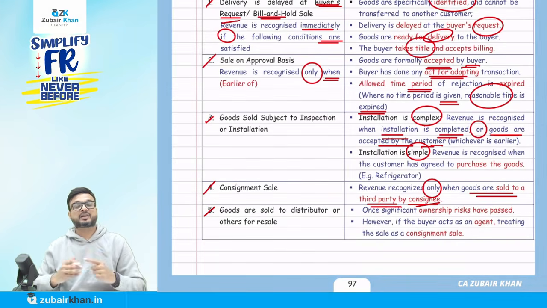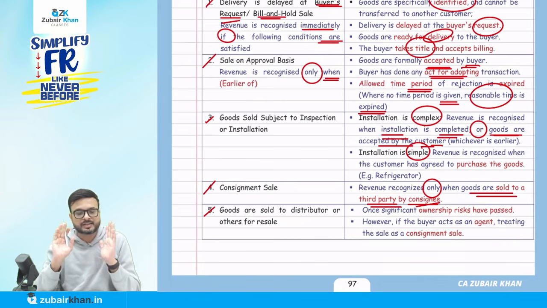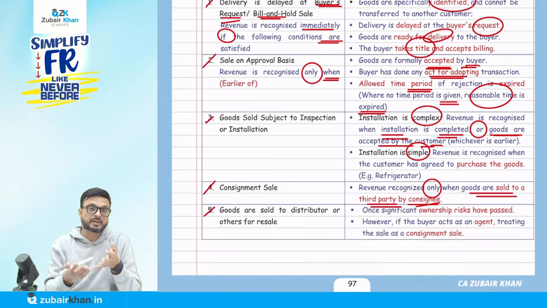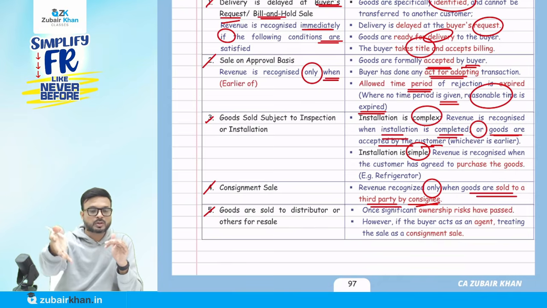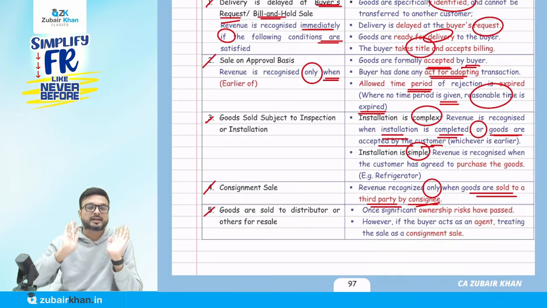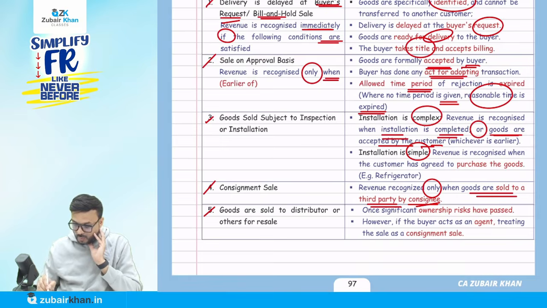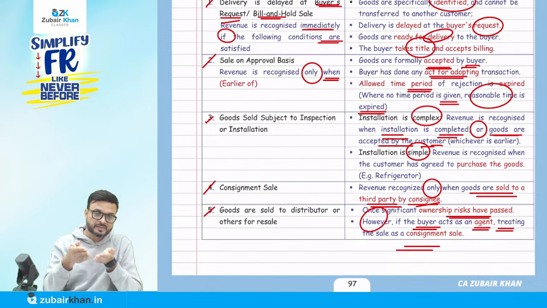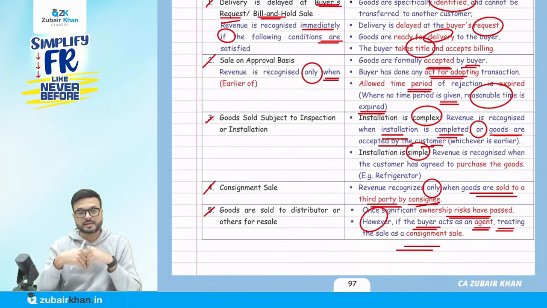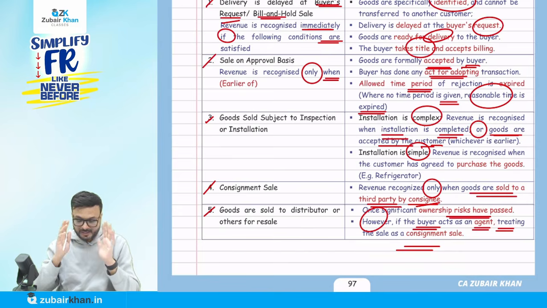Now the last one, goods are sold to a distributor or others for resale. If we have transferred the ownership to the distributor, it will be considered sales. If you have not transferred the ownership, the distributor is also playing the role of mediator, like in the case of the consignee. The same treatment: when the distributor sells the goods to the third party, then only it will be recorded as sales. So they say once significant ownership risk has passed, it will be considered sales. However, if the buyer acts as an agent, the sale is treated the same as a consignment sale.